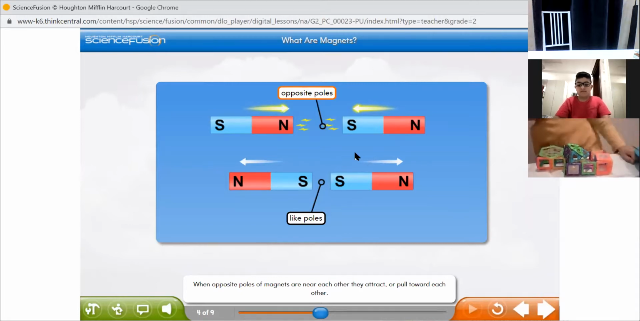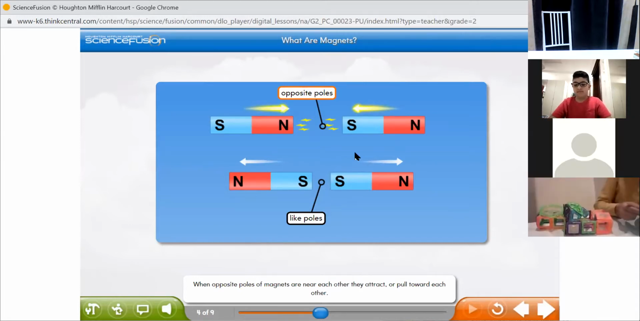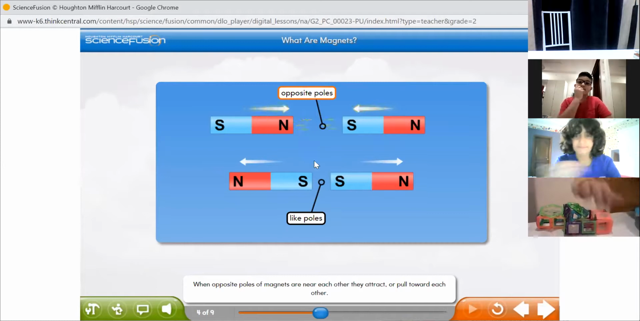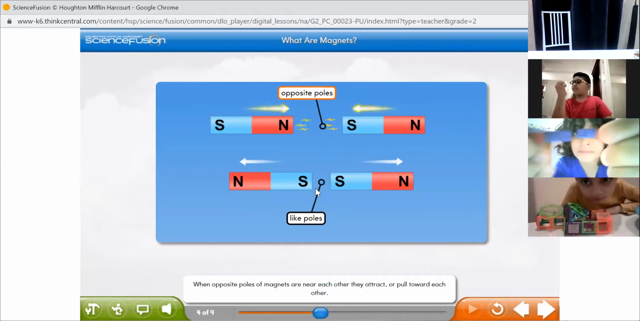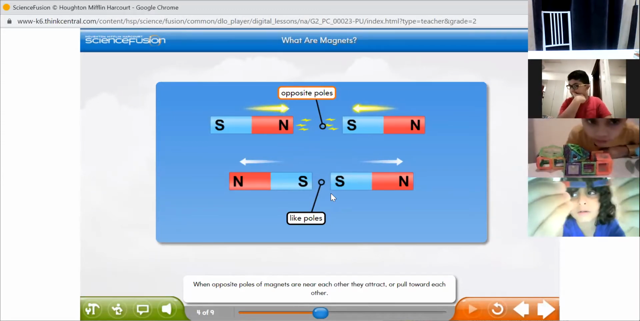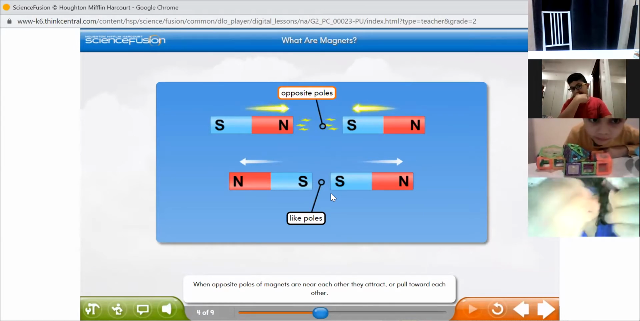If they are alike, ya Abdul Aziz. Look at Abdul Ilahi and Abdul Aziz, and see what is going to happen if like poles are near one another. What is going to happen? Okay, are they going to repel or attract?